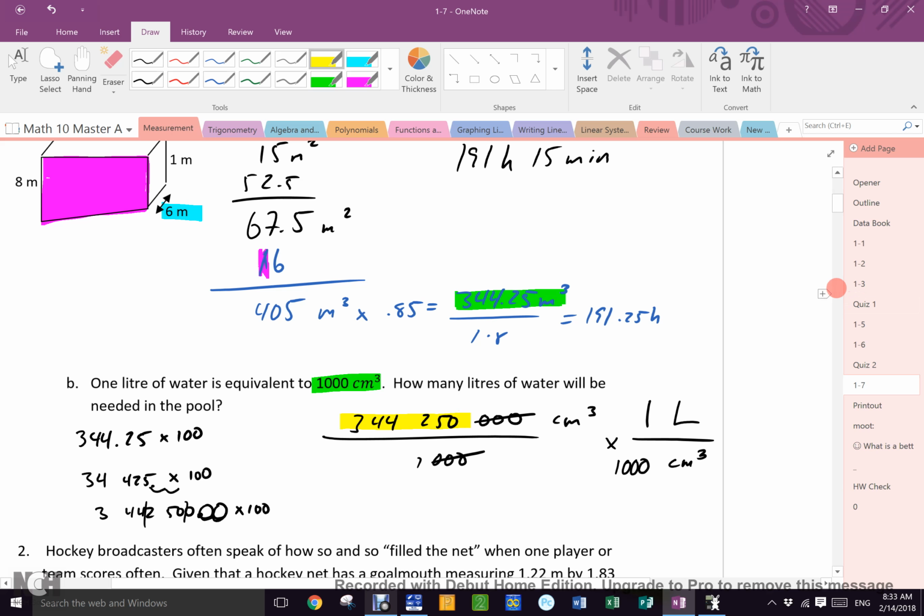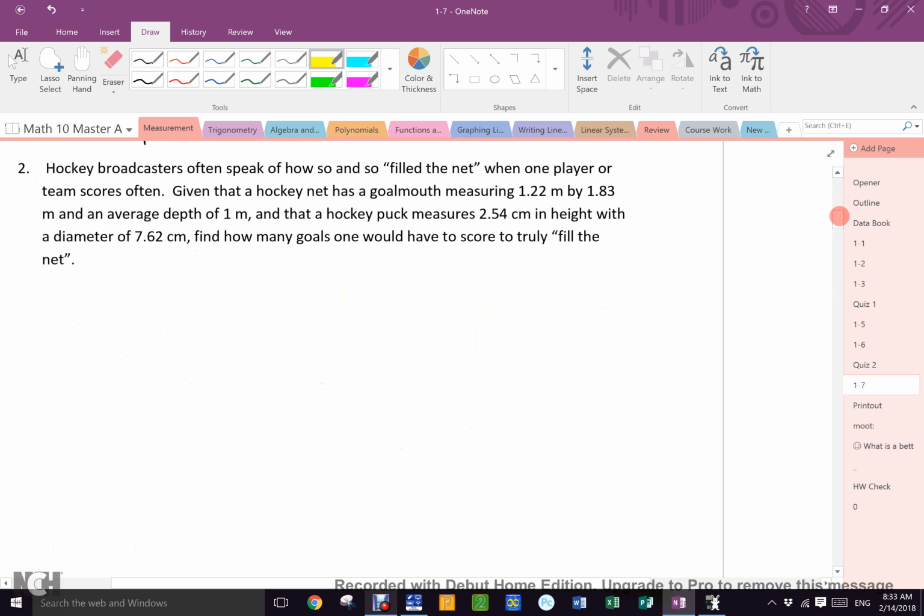Next question. How many hockey pucks fill the net? I want to hear some answers. You're probably going to get it wrong because I warned you it was tricky. Who has an answer for me?